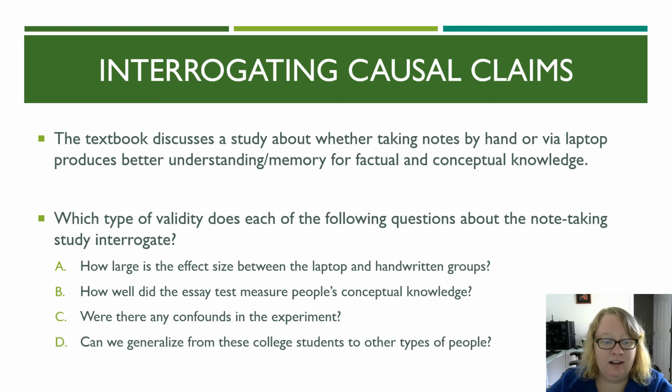C, were there any confounds in the experiment? That's an internal validity question. Is there a possible alternate explanation for the results? That's what a confound would be. And then D, can we generalize from these college students to other types of people? That's an external validity question. Generalization is always about external validity. All right.